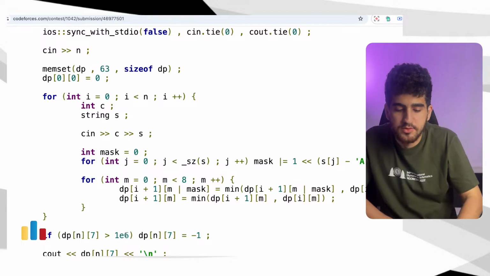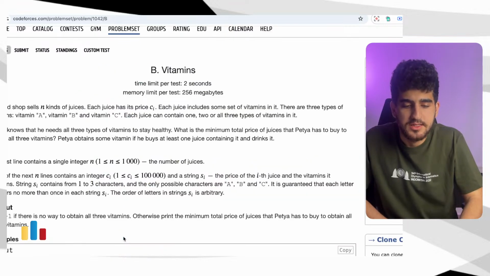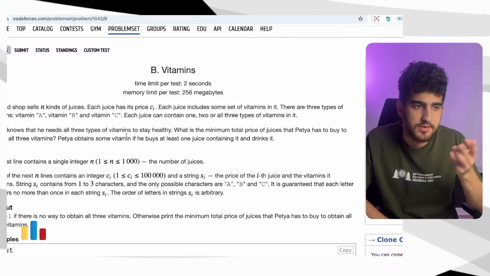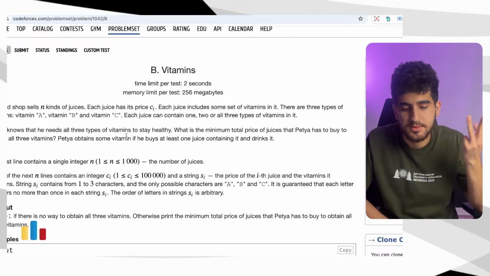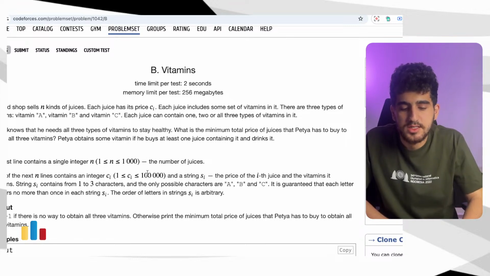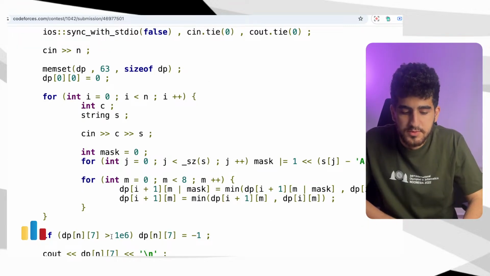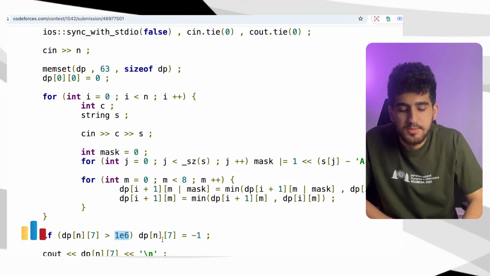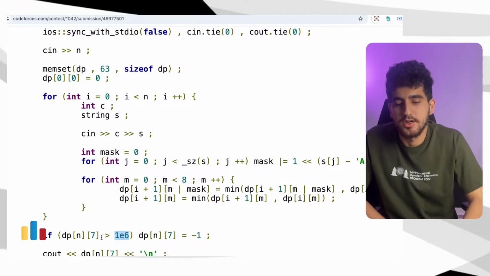That's the only way that this number can remain this large, because otherwise I know that I have to buy at most 3 juices to have all the vitamins. One of them has A, one of them has B, one of them has C, and each of them costs 10 to the power of 5. So if the cost is going to be greater than 10 to the power of 6, this is not really an answer. It means that I have not found any way. So I make it -1, and at the end I will print out this DP, and this is going to be my answer.